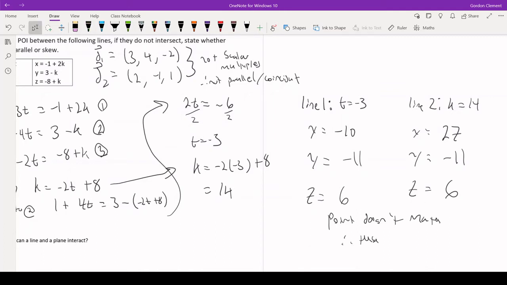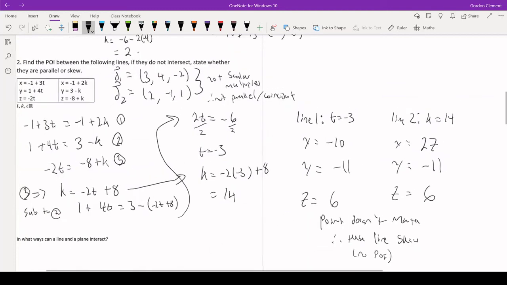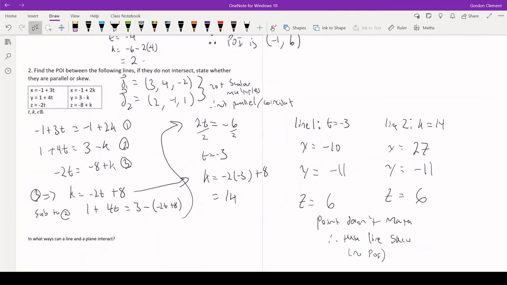Therefore, these lines are skew, which means there is no point of intersection. There is no solution to this. And I knew the way I had done it that I was going to get... So you usually get 2 points that match if you follow my steps. You get 2 coordinates that match, and it's just the third one that's going to miss.